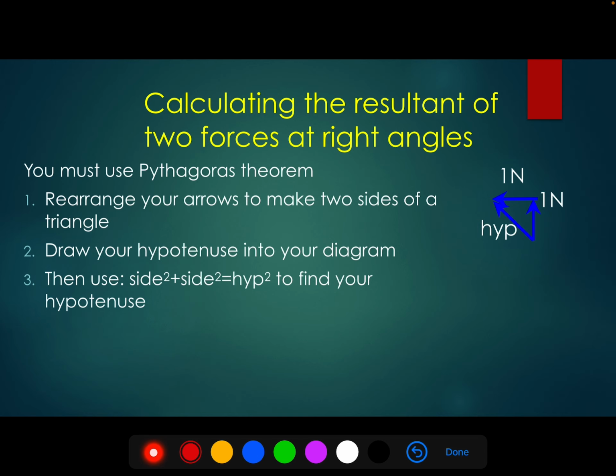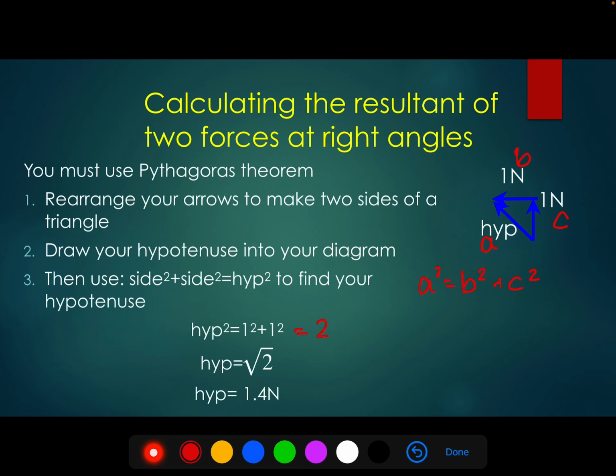Now in maths, if you prefer, you can always go a squared equals b squared plus c squared. Now here, our hypotenuse is the a, and then the two sides are the b and the c. So if you don't like side squared plus side squared, you do a squared, b squared, whatever you prefer. They are your notes, you write down what you prefer. So the hypotenuse squared, or a squared, is 1 squared plus 1 squared. Hypotenuse squared is therefore 2. To get the hypotenuse on your own, you're going to have to then square root it, giving us hypotenuse is the square root of 2, 1.4 newtons.